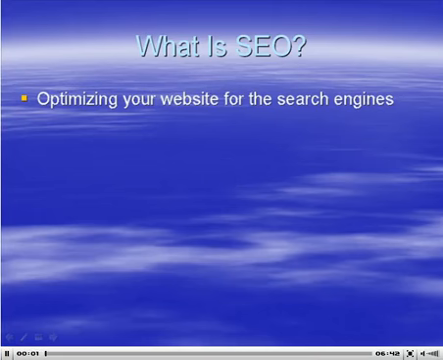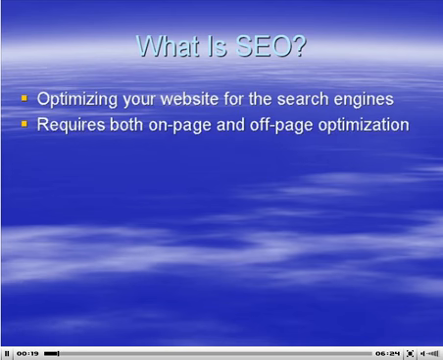So what is SEO? SEO is search engine optimization, and basically it's optimizing your website for the search engines. It allows the search engines, when they come to your site, to understand what your website's about, and as such rank it for the appropriate keywords. That's the whole point of SEO, because if the search engines know what your site's about, then they can rank well for them. It's going to require two components: on-page and off-page SEO.